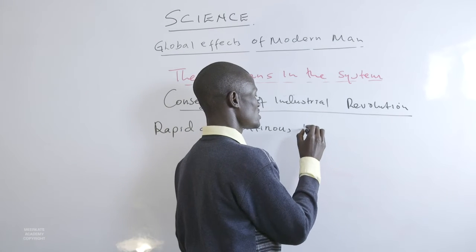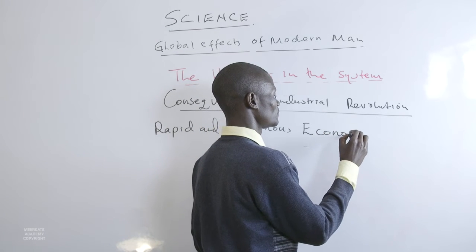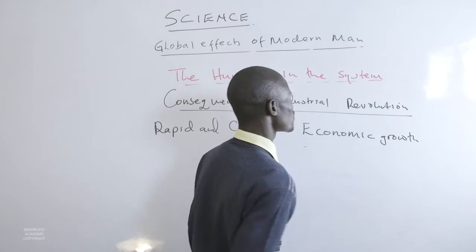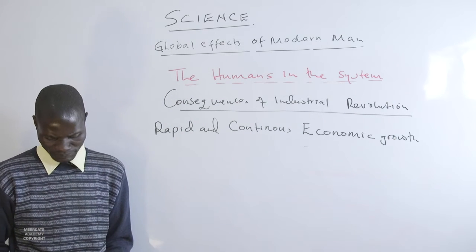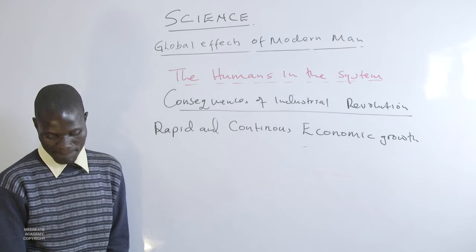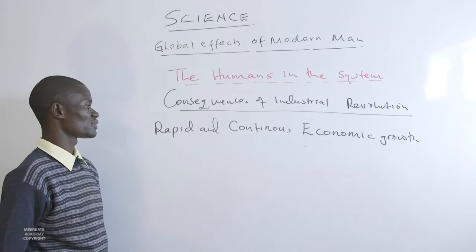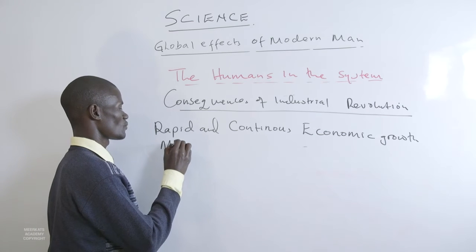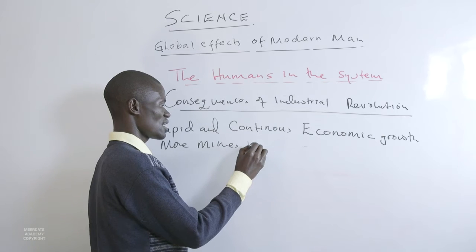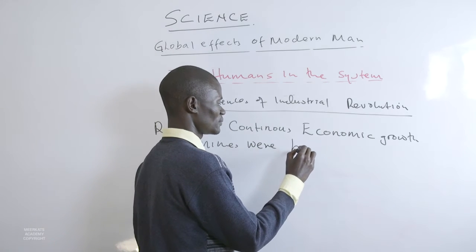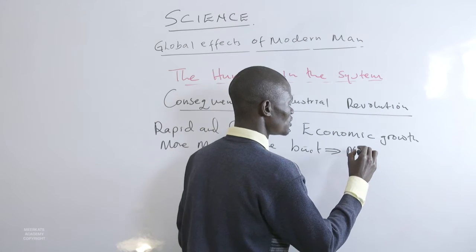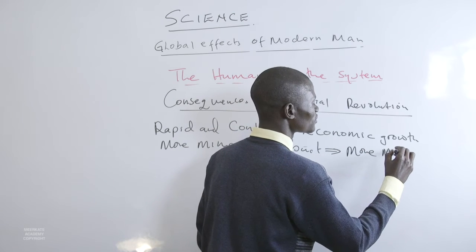Rapid and continuous economic growth was also one of the consequences of the Industrial Revolution, because more mines were built by nations and produced more minerals. The more mines were built as a result of this, and this led to more minerals being mined.